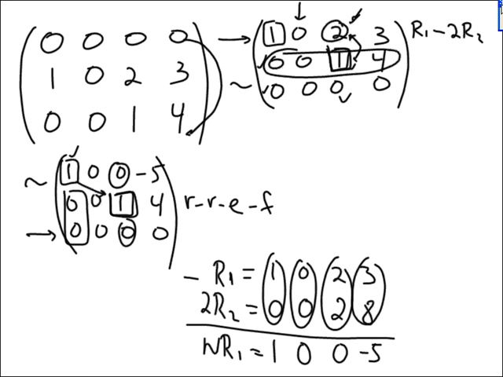Let's try one more. It's very important that you know how to row reduce a matrix, because we're going to solve a system of equations based on this. Suppose you have 0, 1, 0, 2, 1, 0, 2, 0, 0, 1, 2, 3.